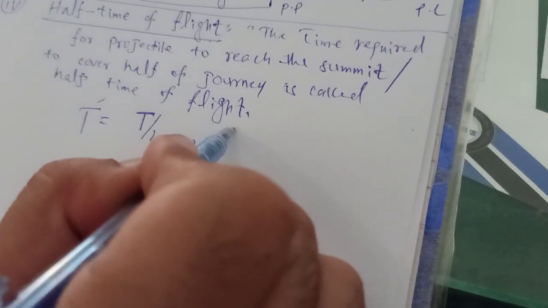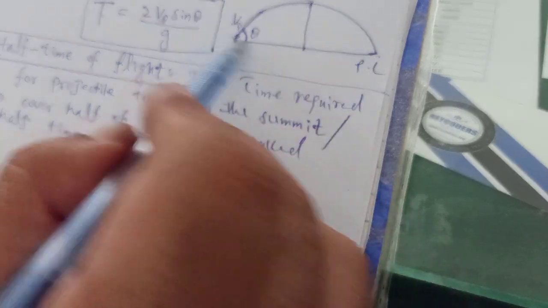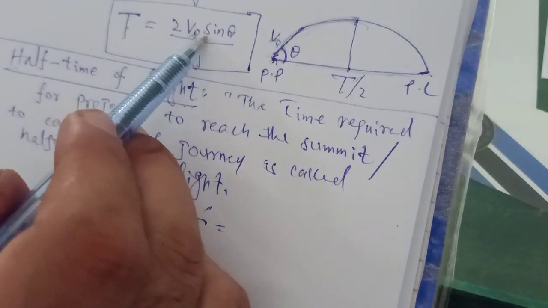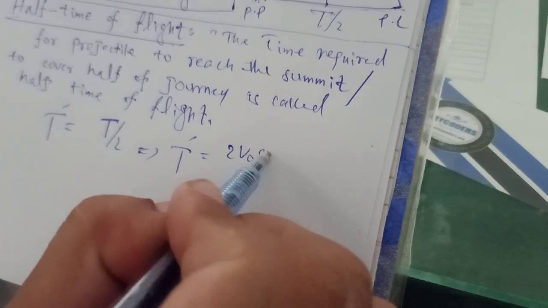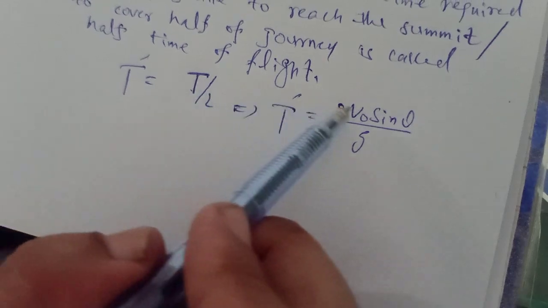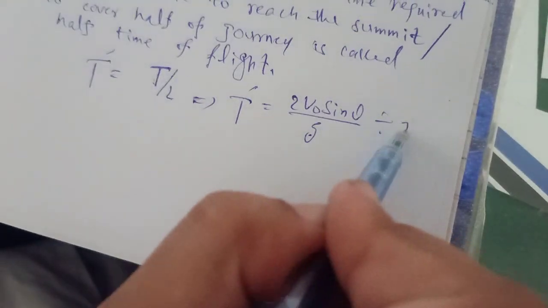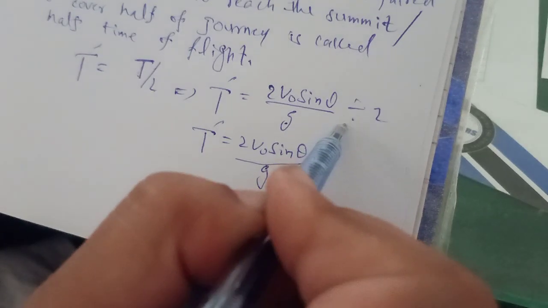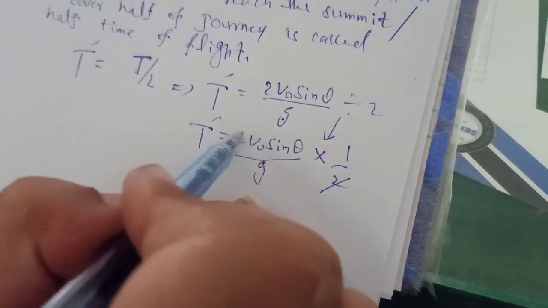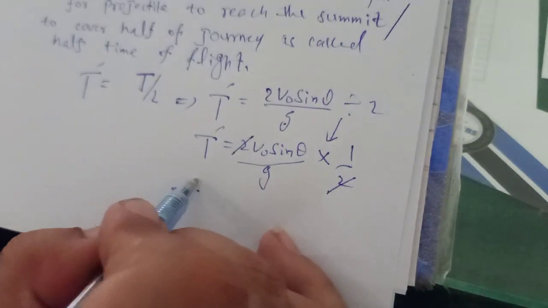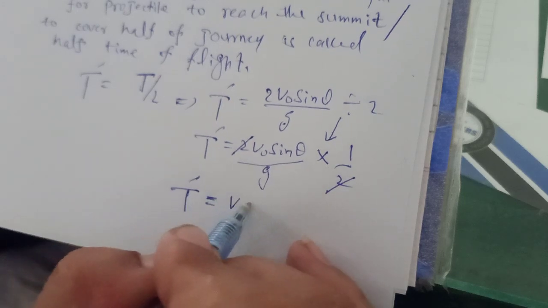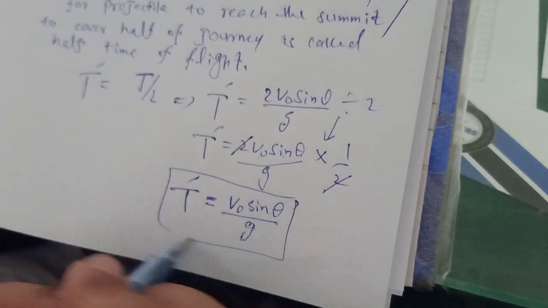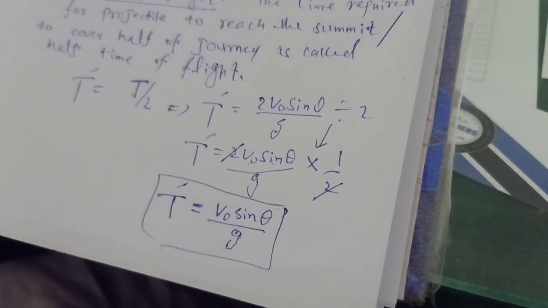As we know that the complete journey requires a time T, so half of the journey will require a time T by 2. So the time of flight is 2 v naught sine theta divided by g, and divided by 2. If we change the division sign to a multiplication sign, it will become 1 over 2. 2 cancels out 2. So what will be the final equation for half time of flight? V naught sine of theta divided by g. Using this equation, we can find out the half time of flight of a projectile.